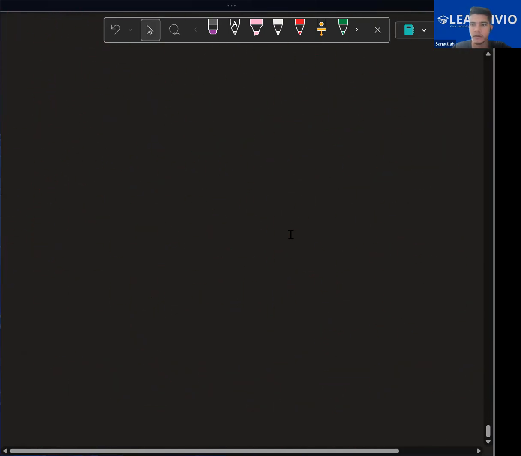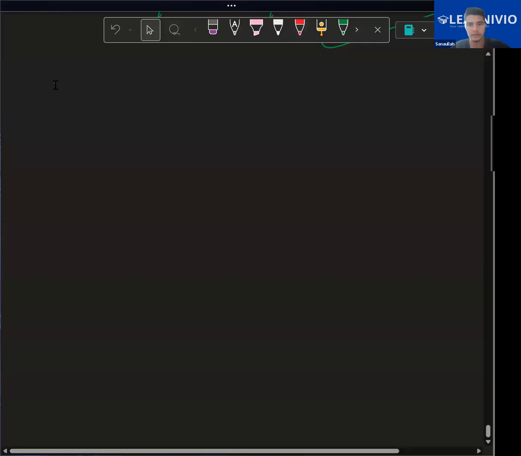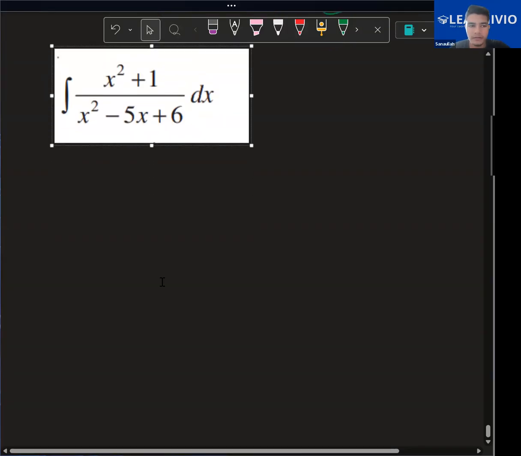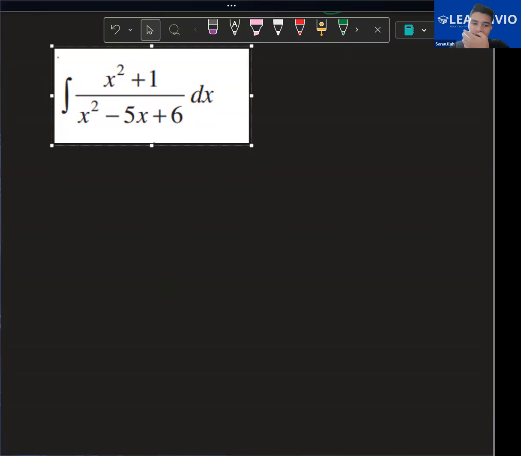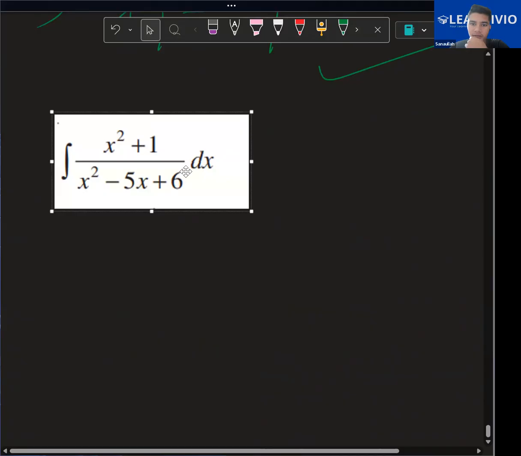So the question is, you have to find the integration of this expression: x squared plus 1 over x squared minus 5x plus 6 dx. Use the previous method that we have used in this question. Use the partial fraction and make the denominator into powers of one, and then apply the integration. Okay, try that.